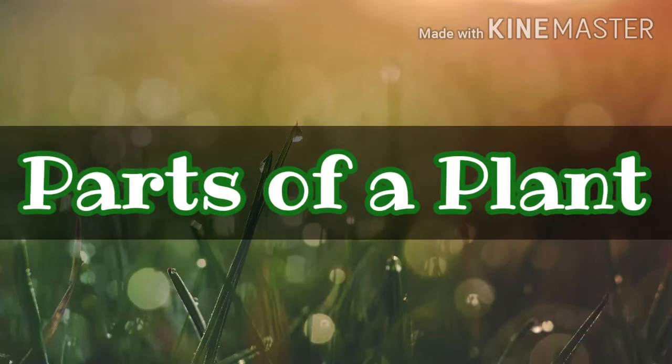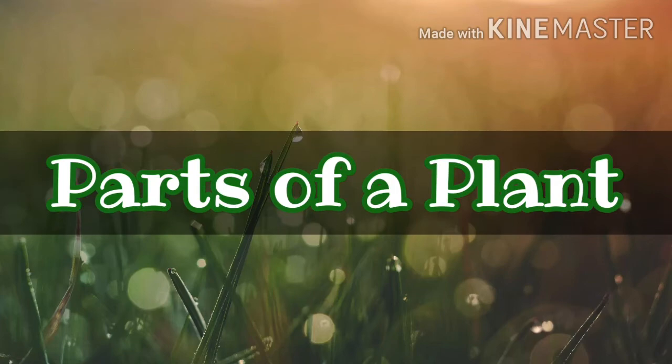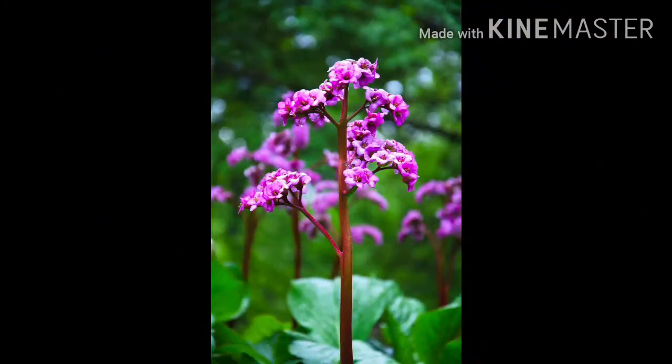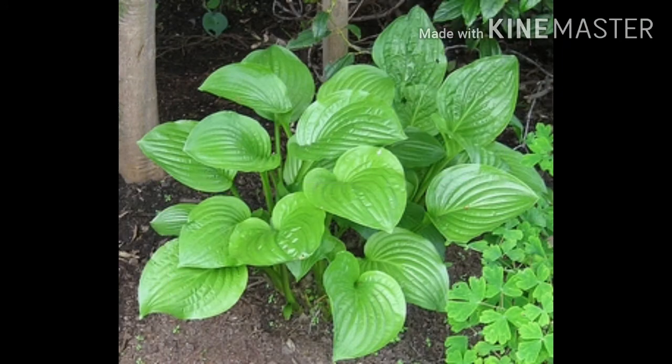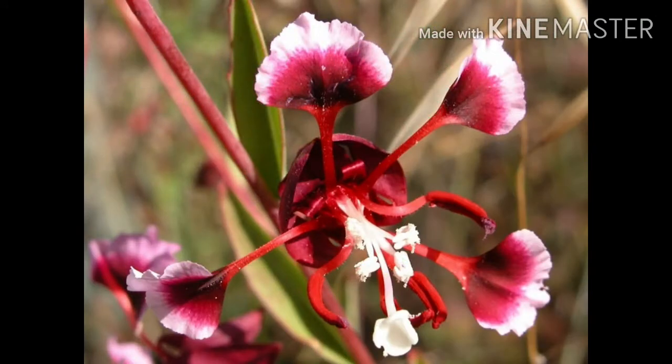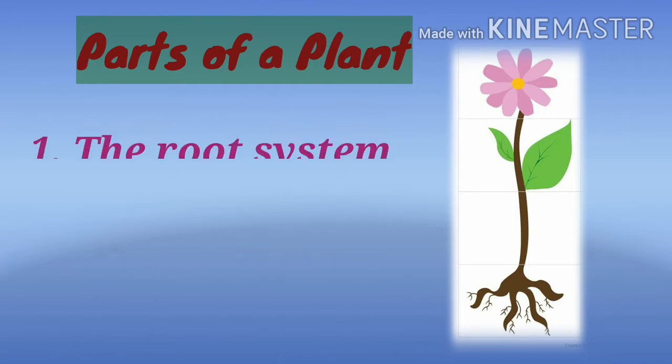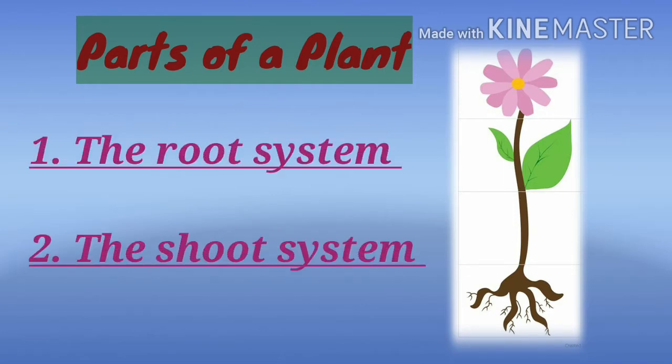And our today's topic is parts of a plant. There are many kinds of plants, but they all are similar in structure. The parts of a plant are divided into two main systems: the root system and the shoot system.